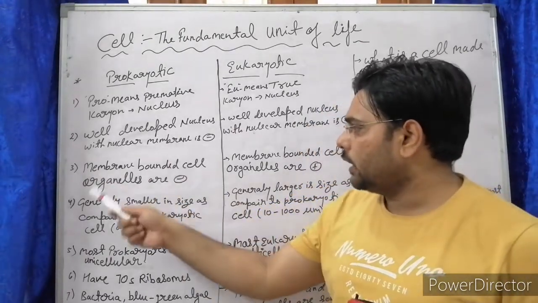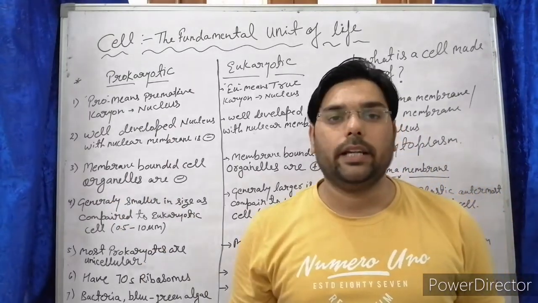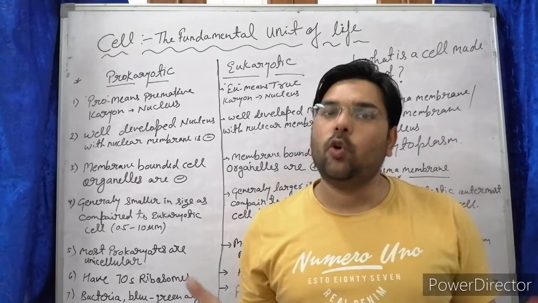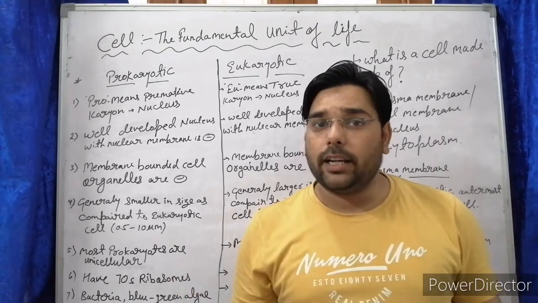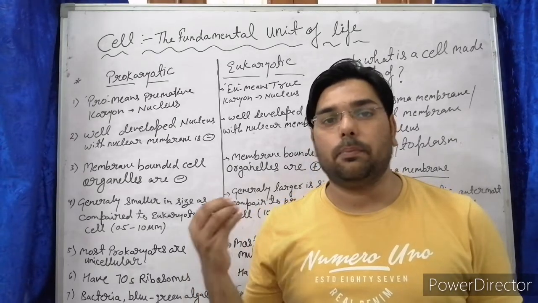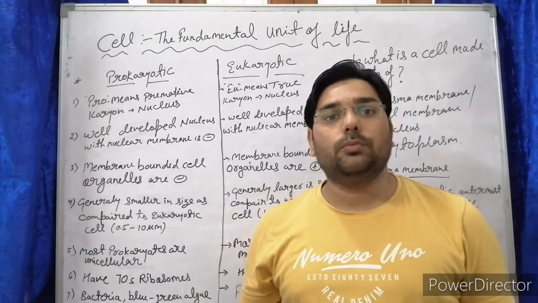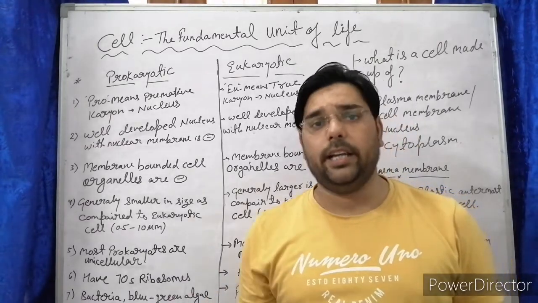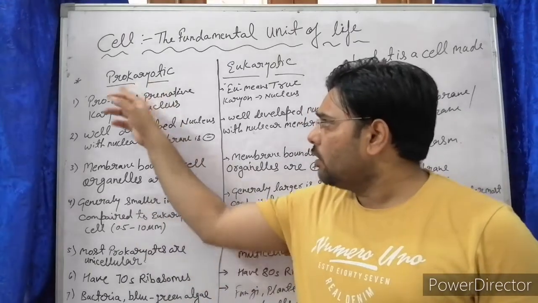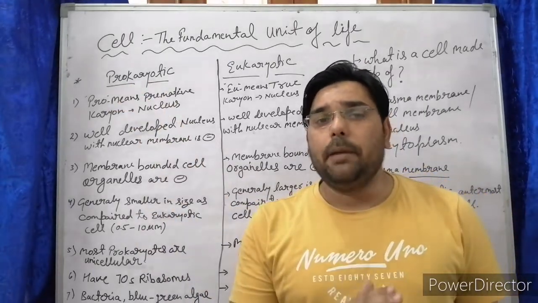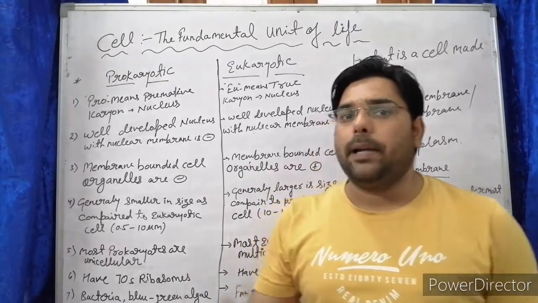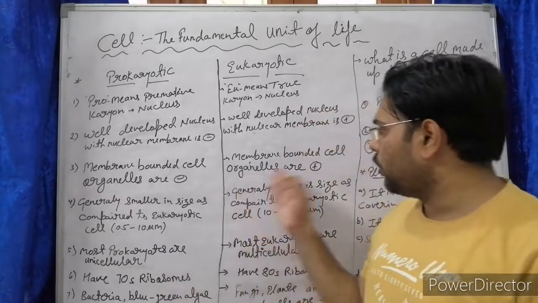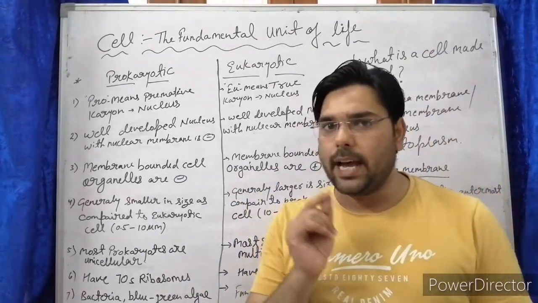Next, the third difference is that membrane bounded cell organelles are absent in prokaryotic cells. In a prokaryotic cell there are no membrane bounded cell organelles. Cell organelles are, for example, mitochondria, ribosomes, Golgi apparatus. These are some cell organelles which we have studied in earlier sessions. But in a eukaryotic cell we have membrane bounded cell organelles. In a eukaryotic cell, membrane bounded cell organelles are present.